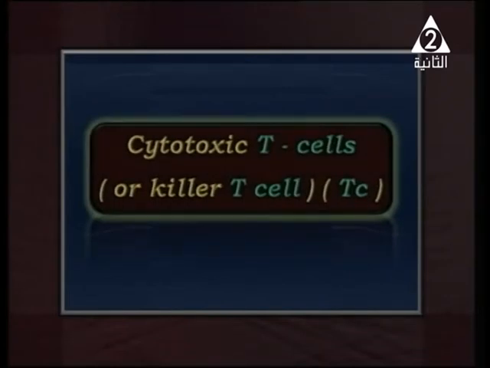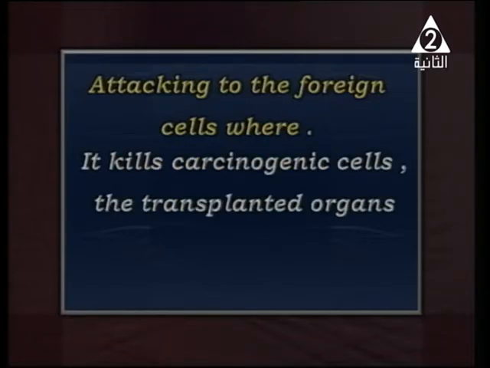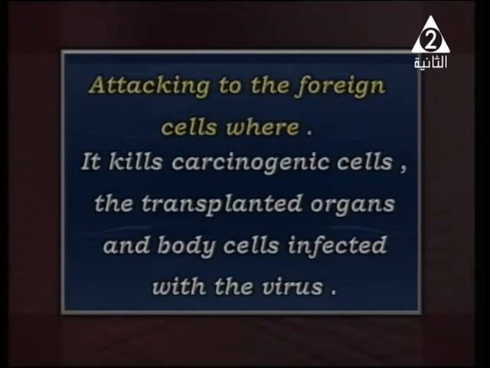Cytotoxic T cells, or killer T cells, attack foreign cells. They have a sharp function, and after that they kill carcinogenic cells. Carcinogenic means cells that we sometimes suspect are infected with cancer. Carcinogenic cells are liable, or very weak, to become cancerous cells, and sometimes they are already cancerous cells.